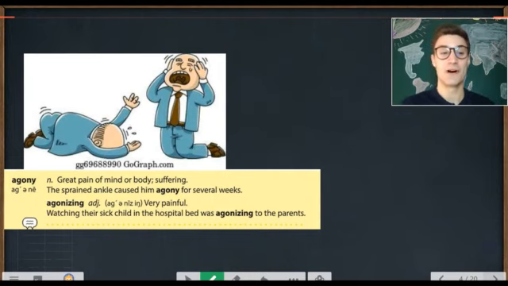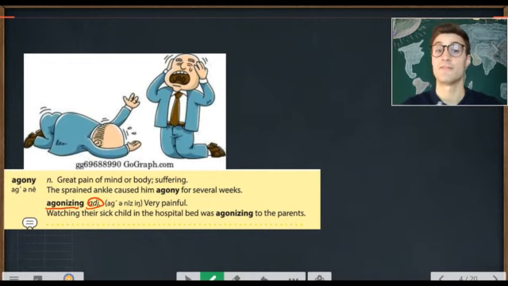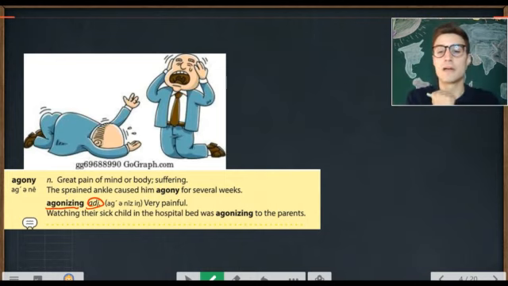Next, it's agony. You got it. Agony is the name of a feeling of great pain of mind or body. It's a suffering. It's a synonym for suffer or suffering. Agonizing has an adjective meaning. We use this word to describe things which are very painful. It's an agonizing idea. Oh, my broken arm was agonizing.